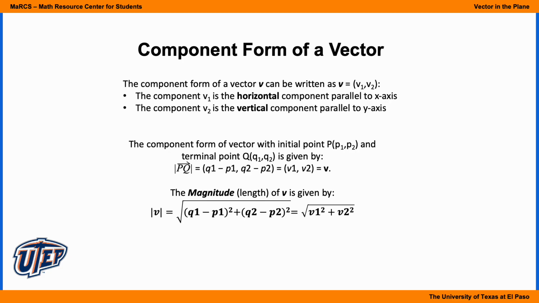Now the magnitude, or the length, of v is given by the square root of (q1 minus p1) squared plus (q2 minus p2) squared, or just taking the square root of the sum of the squares of the components. So squaring each component, adding them, and then taking the square root of the final sum.